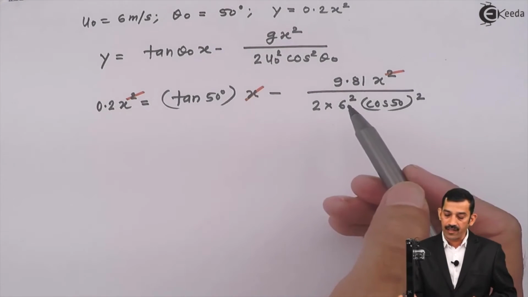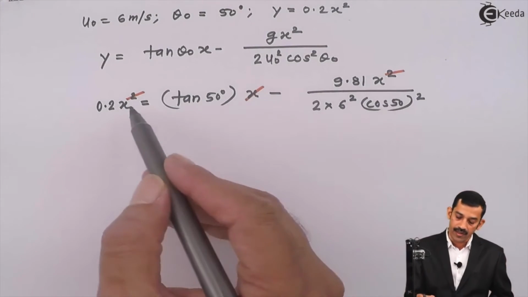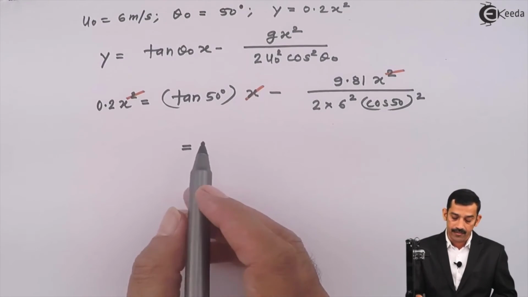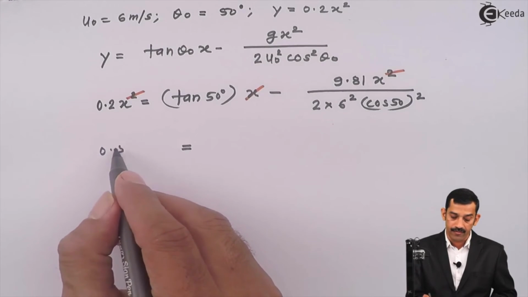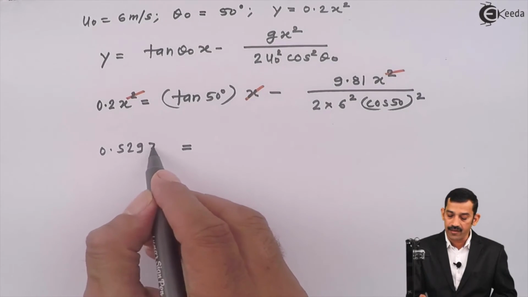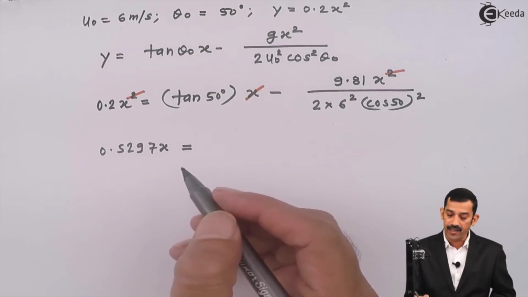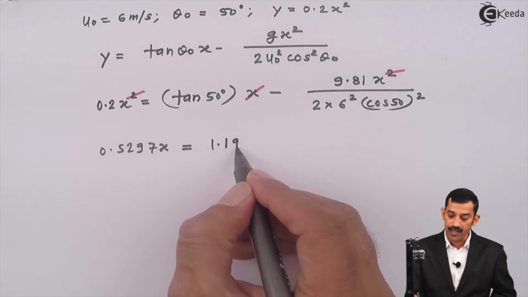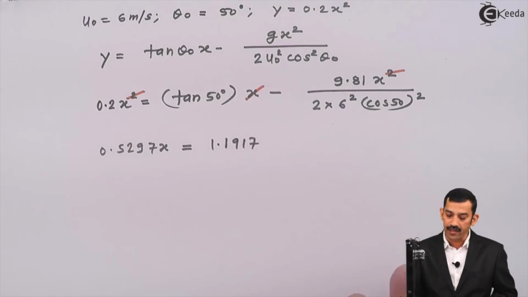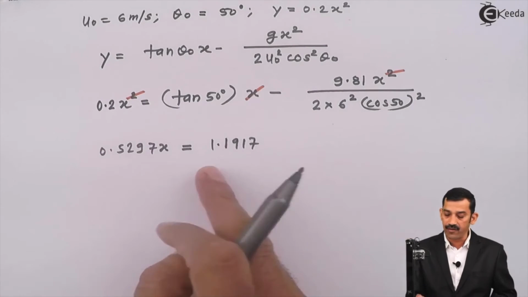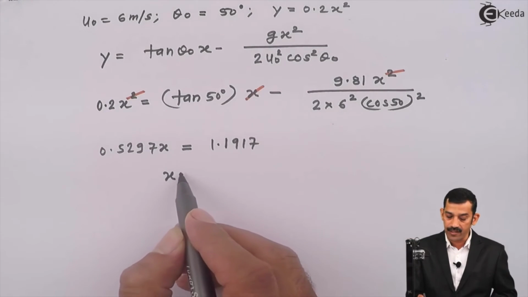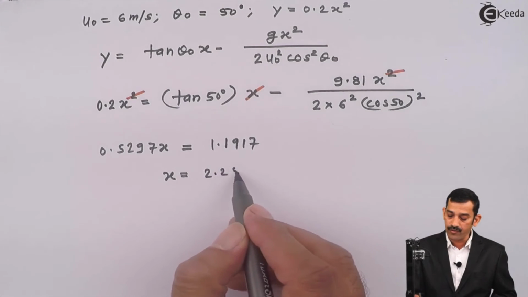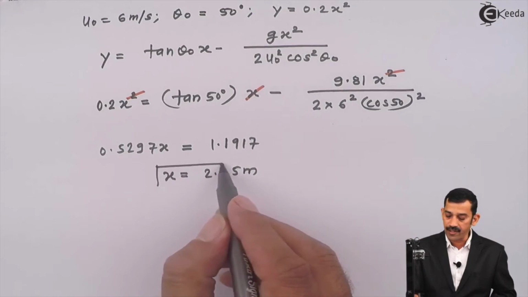That means if we take this term of x now to the left side, the left side comes out to be 0.5297x and on the right hand side tan 50 comes out to be 1.1917x. Rearranging the terms, with the term of x on one side and the constant term on the other side, we get the distance x. Using a calculator, this comes out to be 2.25 meters. So this is your first answer.